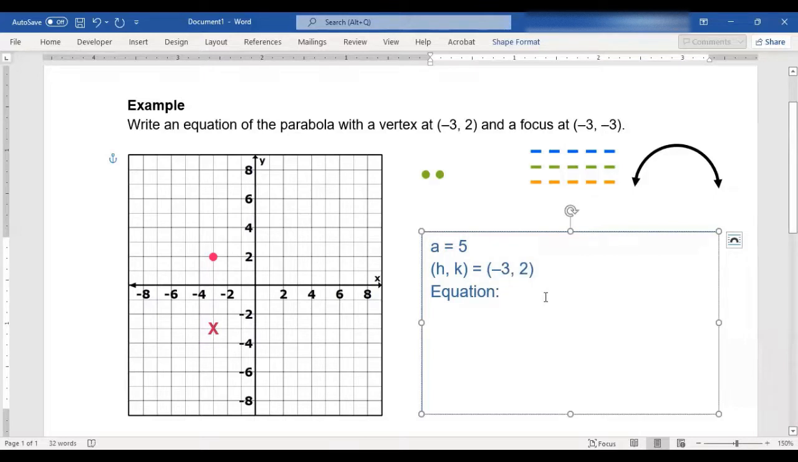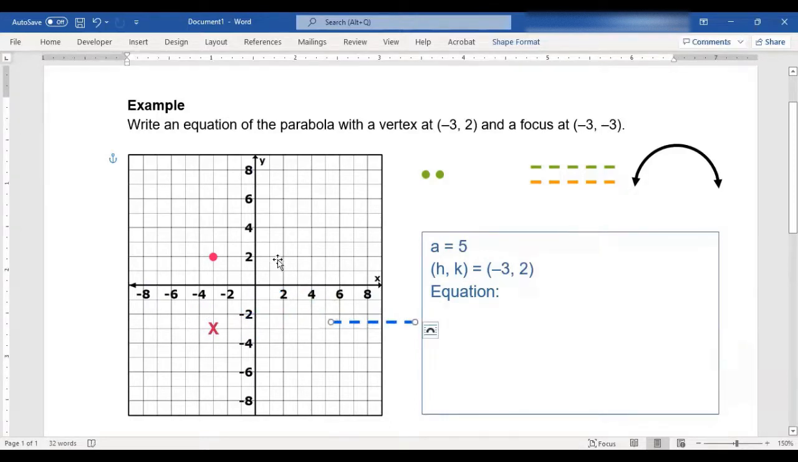Before I write the equation, let's continue to graph the different components. Once I have the vertex and the focus graphed, I like to graph the directrix and the axis of symmetry. The directrix is on the other side of the vertex from the focus. In this case, because my focus is below the vertex, the directrix is going to be above the vertex. If the focus had been over here, then my directrix would be a vertical line. I think of the directrix kind of like the floor of the parabola.